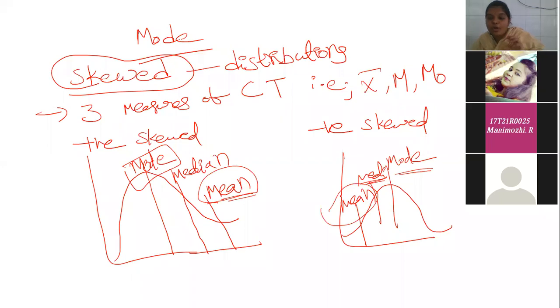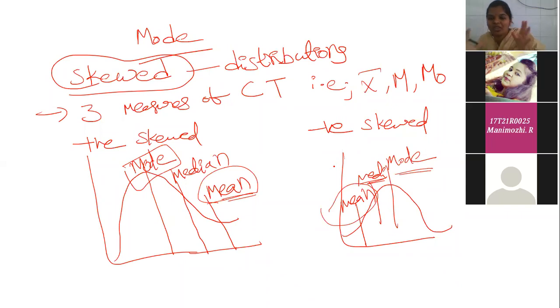So what do you want to say from these two, positively skewed and negatively skewed distributions? The mode is always located at which point? The highest point. Just write down: therefore, the mode is always located at the highest point. This is some description regarding mode. It has positive skewness and negative skewness.